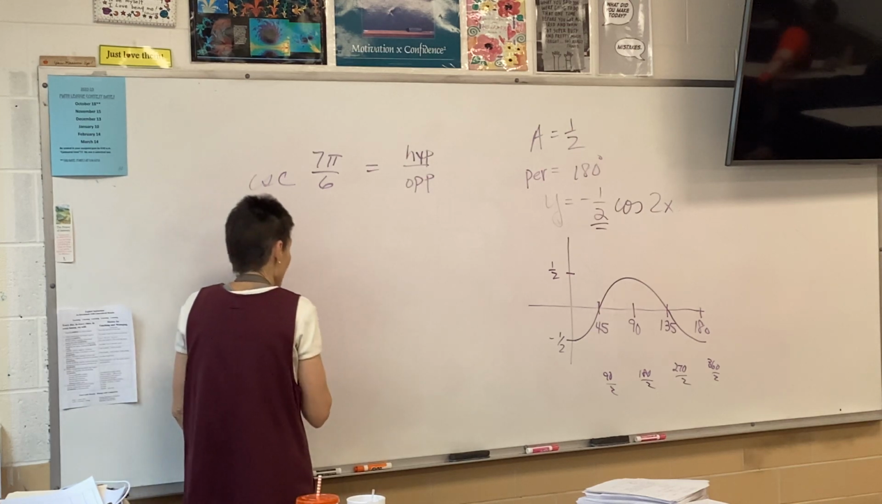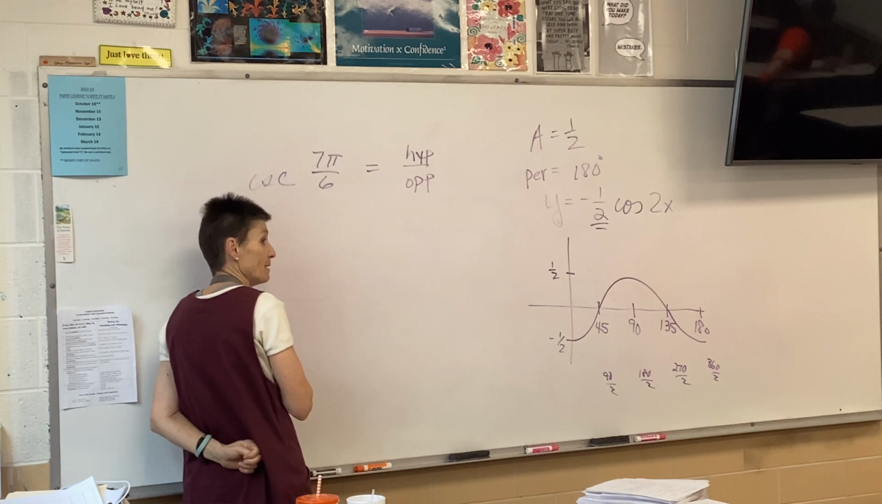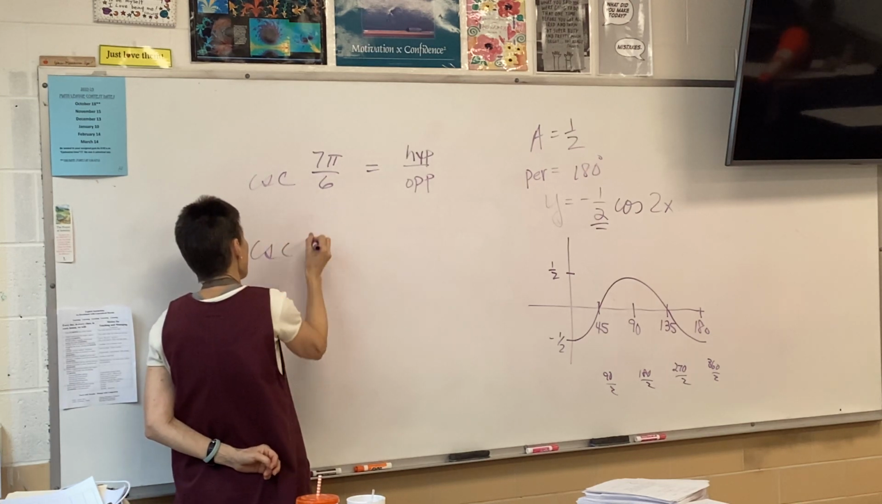All right, so here we go. How do I get this ball started here? 7 times 180 divided by 6. So 210.